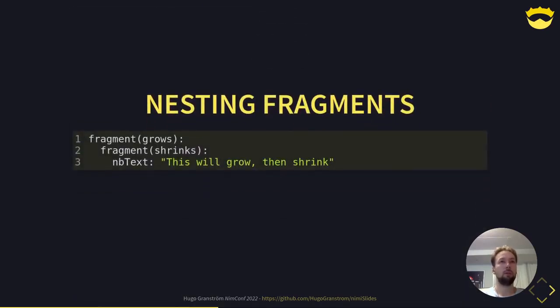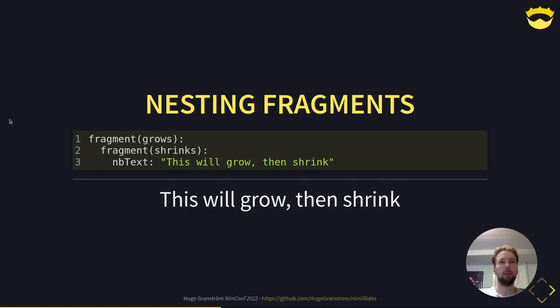And we can also nest fragments, like in this example. And the way it works is that it will go from the outside and in and do the fragments in order. So it will first grow, and then it will shrink the text. Like this. Grow, and then shrink.